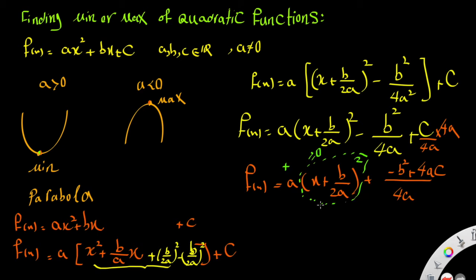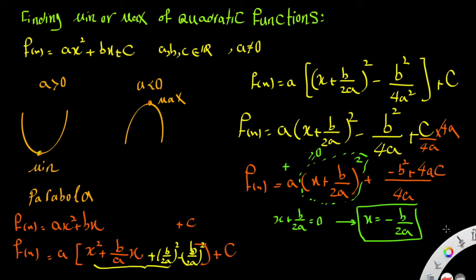So I want to stop this function from increasing. The only thing I can do is to choose the least possible value for this expression, which is 0, because it is a non-negative number. So I put x plus b over 2a equal to 0. So x will be minus b over 2a. Now it is the x coordinate of the minimum in this case. To find the y coordinate, I replace this into the equation, so it gives you this value.